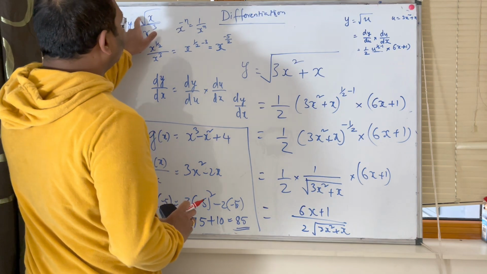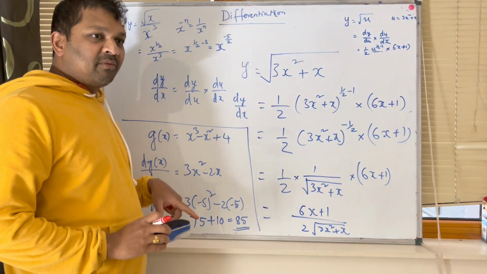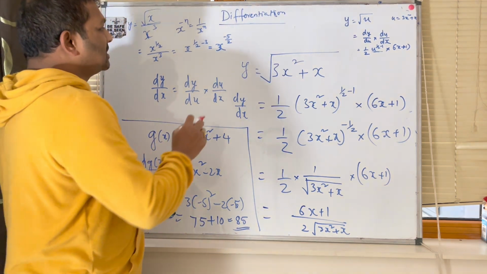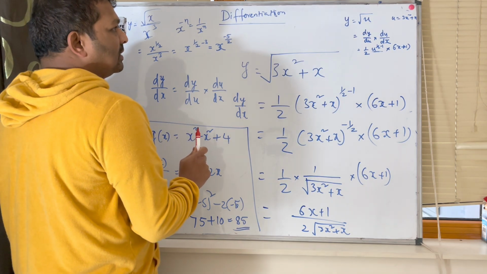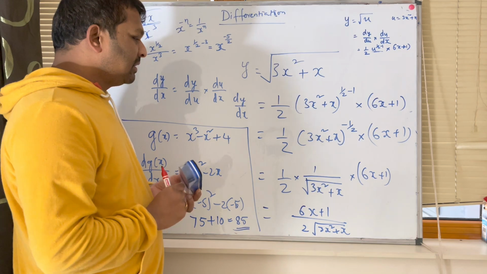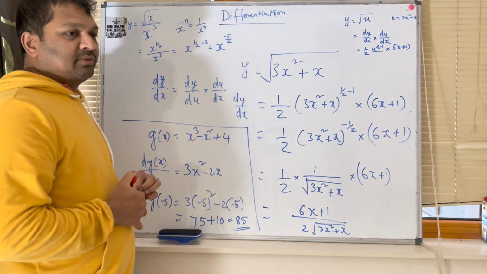So equations can be given in any form, but you need to convert them into a form where you can apply the x to the power of n formula. Differentiation of x to the power of n is what? n into x power n minus 1. Okay, leave it here and we'll take another session when we come back.